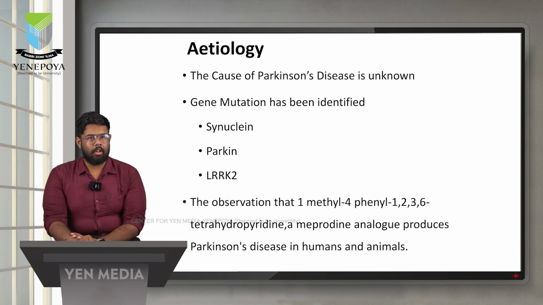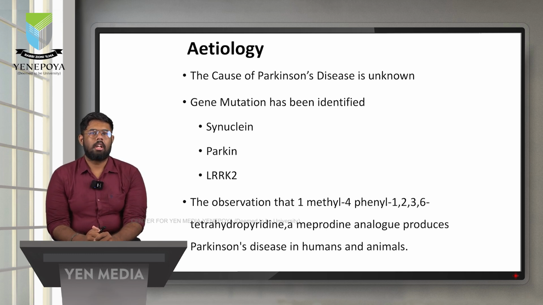Coming to the etiology, how Parkinson's disease is caused: mostly the cause is unknown. The gene mutations identified which may cause Parkinson's disorder are synuclein, Parkin and LRRK2. The observation that 1-methyl-4-phenyl-1,2,3,6-tetrahydropyridine, a meperidine analog, produces Parkinson's disease in humans and animals.